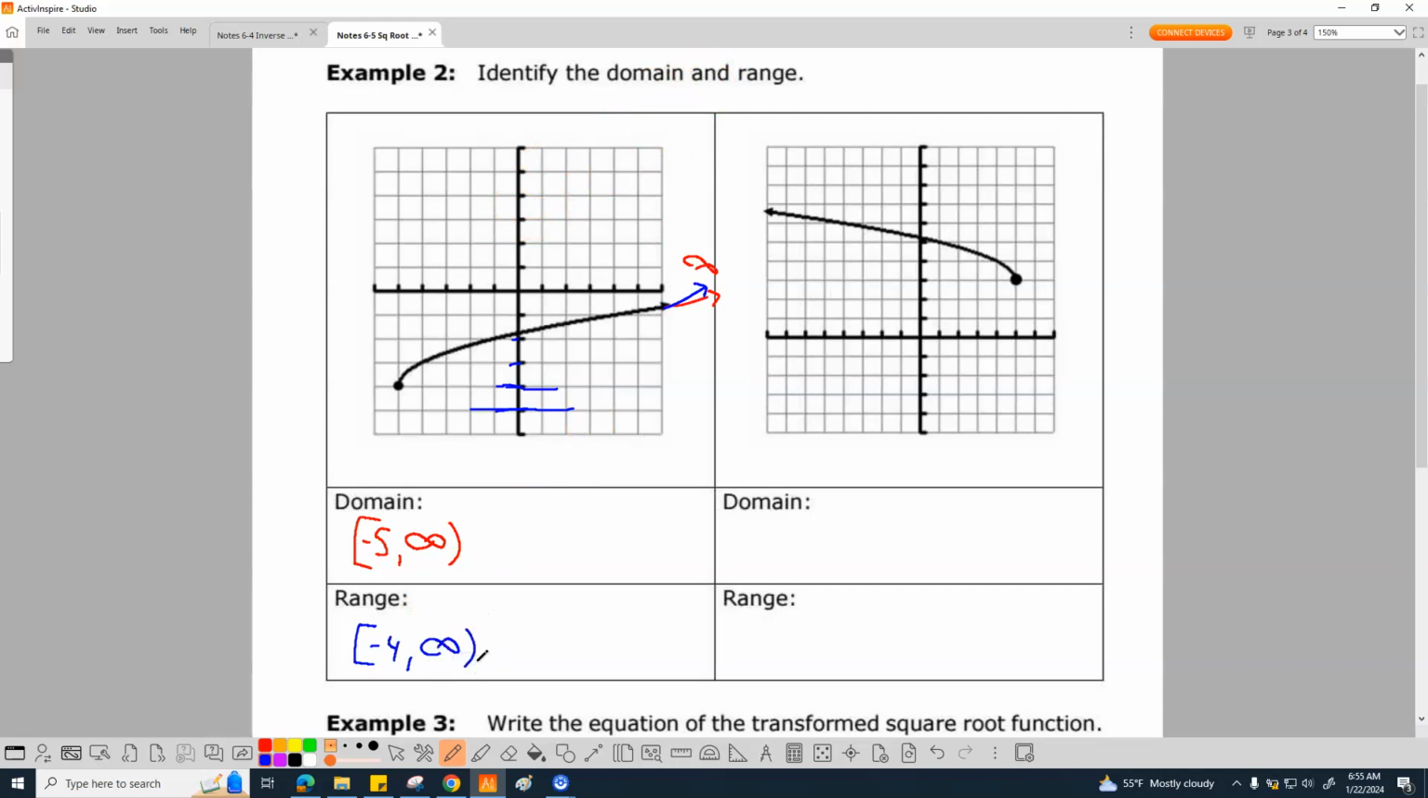So I want you to push pause and attempt to do this one yourself. It's going to be reversed. Do you see how it's going the other way? Push pause, try it on your own, and then check out the answer. All right, I'm going to give you the answer.